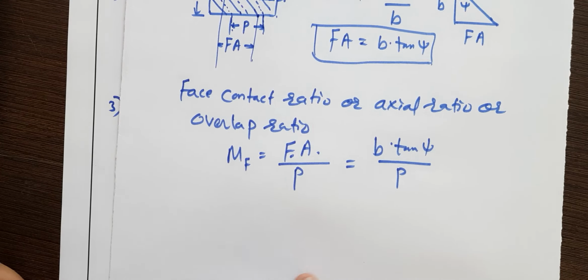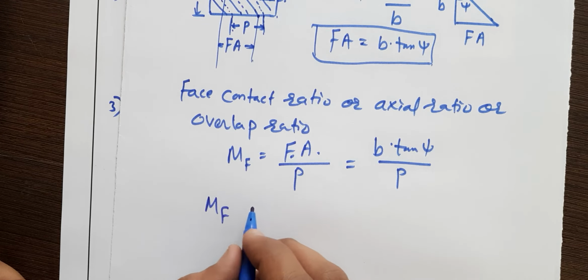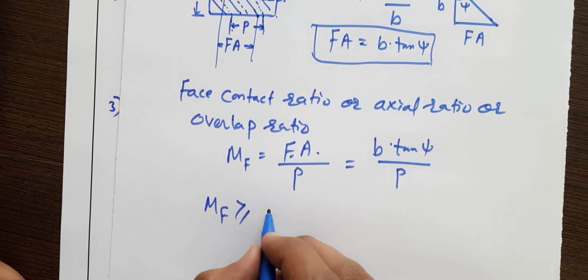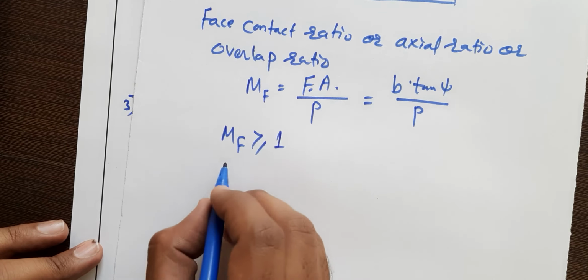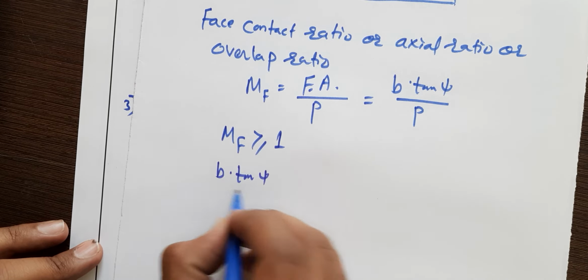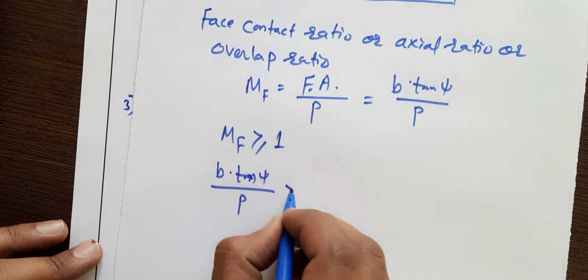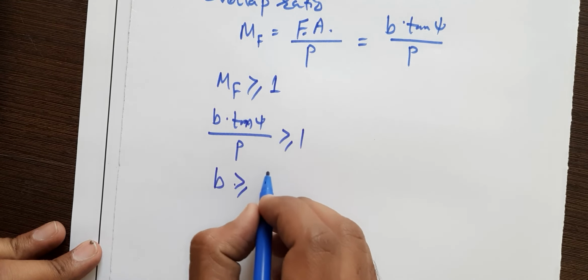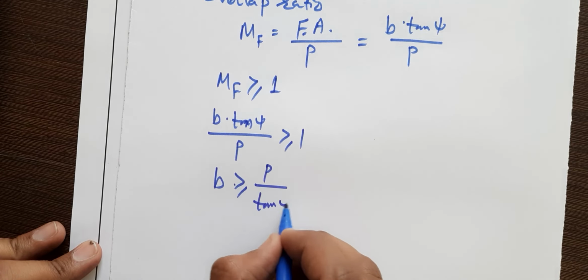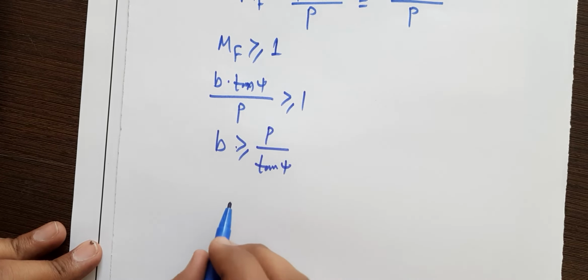In order to ensure continuous contact between gear and pinion, your MF should be greater than or equal to 1. So if we put here the value of MF as B into tan psi divided by P should be greater than or equal to 1, then B should be greater than or equal to P divided by tan psi. Then P is nothing but pi into m. So B should be greater than or equal to pi m divided by tan psi.